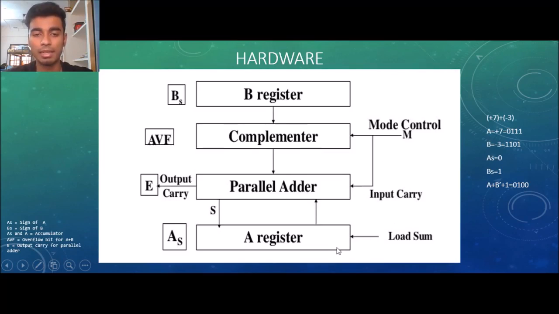So A will come as it is to the parallel adder and B will pass to the complementer, which is now working. Therefore, B will turn to B dash and it will come to the parallel adder, and the input carry, which is now 1, will come to the parallel adder. So the overall expression will be A plus B dash plus 1, which is basically A minus B, which we will get as 7 minus 3 is 4, which is 0, 1, 0, 0. Thus, we see that this circuit works for both addition and subtraction.